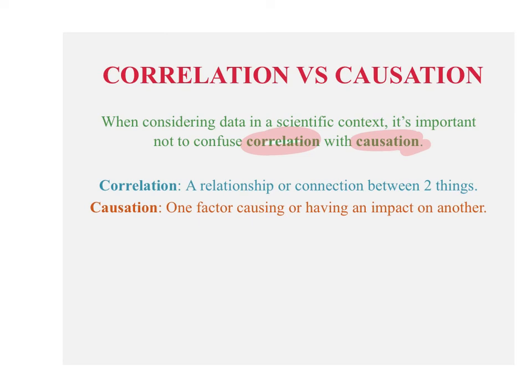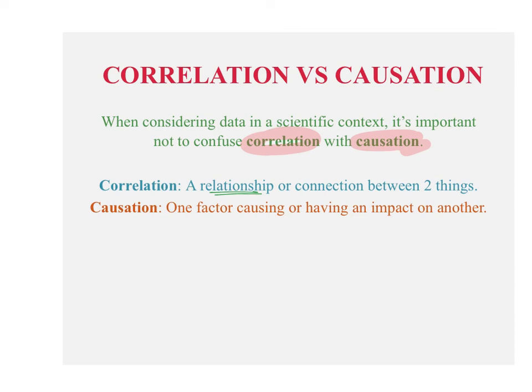So correlation is where there is a relationship between two things. Okay, whereas causation is when something causes another thing to happen. So there's a correlation between my age and how grumpy I am, but that's not causative.